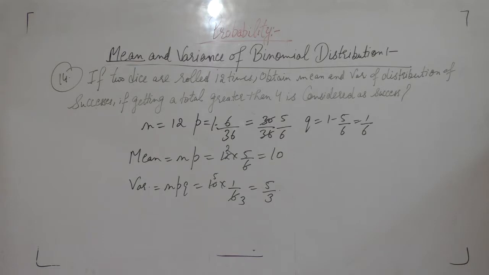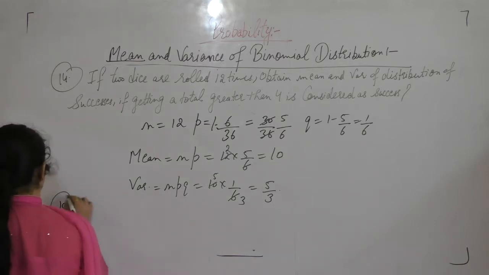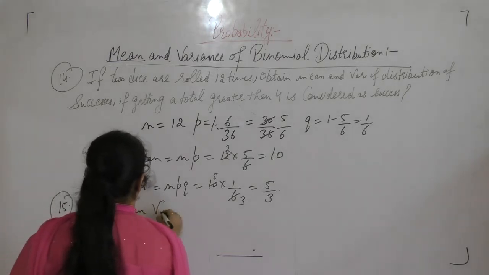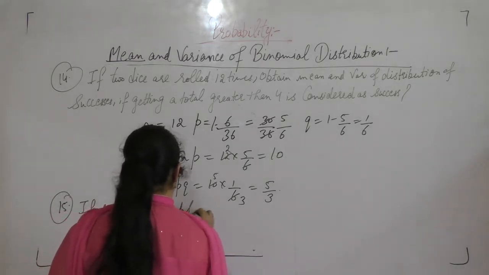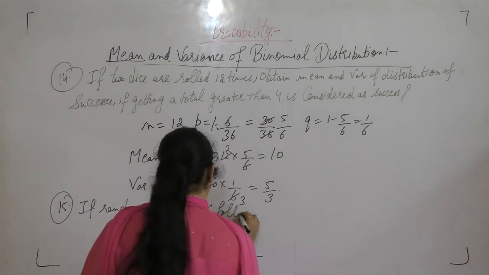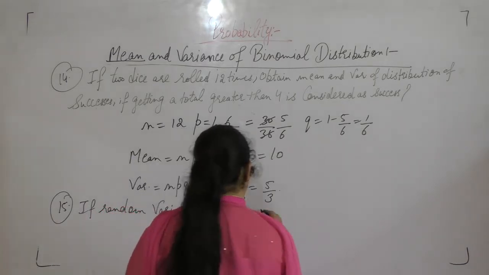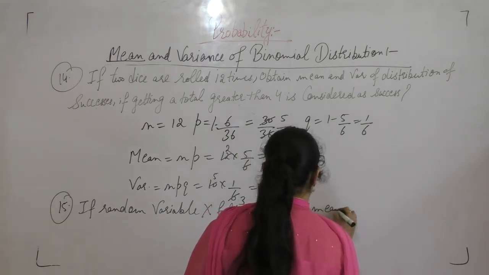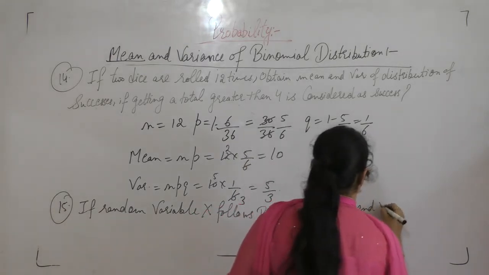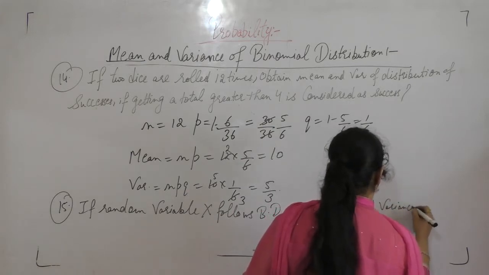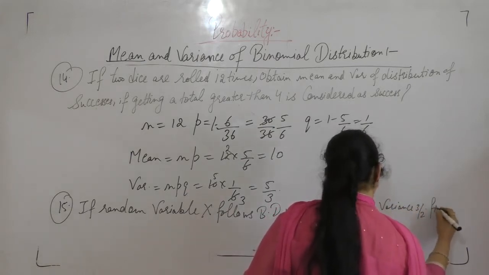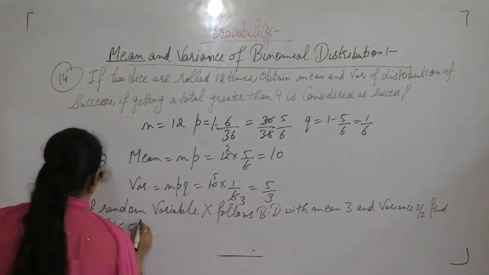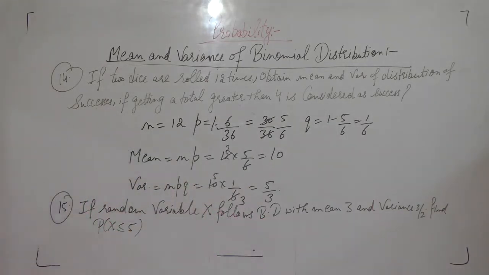Next one is, if random variable x follows binomial distribution with mean 3 and variance 3 by 2, find probability x less than equals to 5.